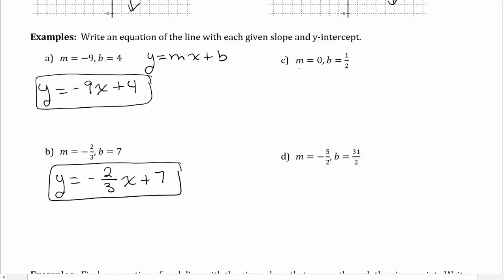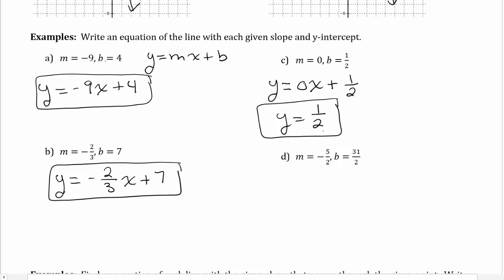The next one, we have a slope of 0 and a y-intercept of 1/2. So we'll have y is equal to 0x plus 1/2. 0 times anything is 0, and so this would just be the equation y equals 1/2. Okay, so that is a horizontal line. In the next one, our slope is negative 5 halves, and our y-intercept is 31 halves. So we have y equals negative 5 halves x, and then plus our y-intercept, 31 halves.